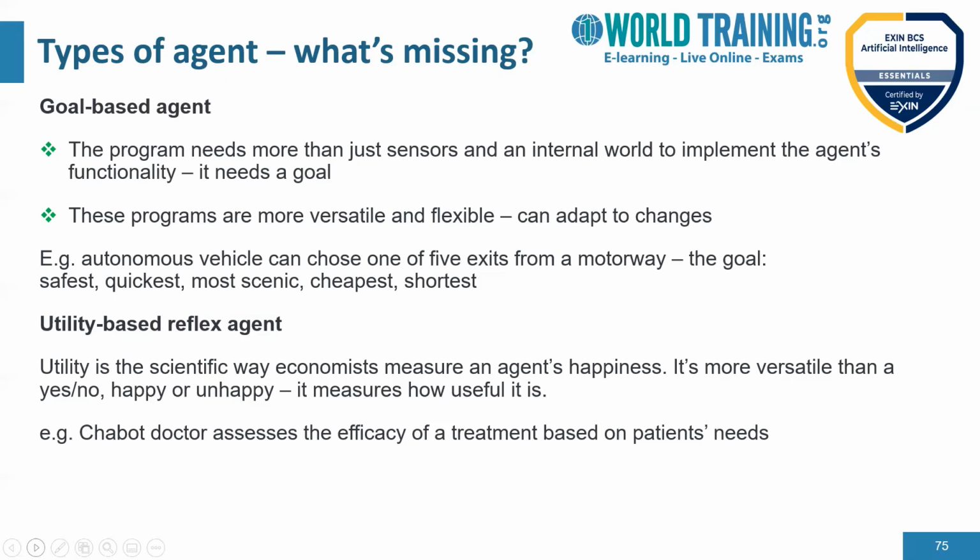It's more versatile than simply saying yes or no, or are you happy or not. So it measures how useful it is, right? There are various tasks which can be handled with utility-based reflex agents. For example, chatbot doctors try to assess the overall efficacy of the treatment given to the patient's needs. So they are examples of utility-based reflex agents.